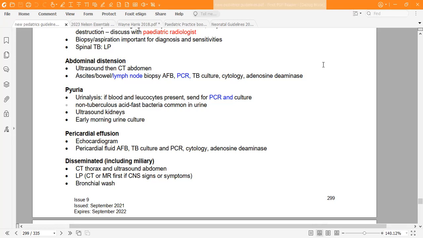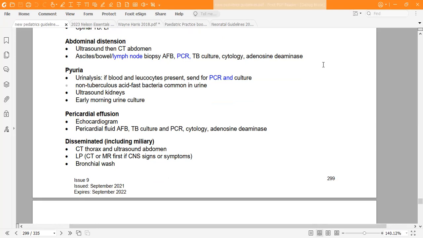Okay. Ultrasound kidneys. I will do ultrasound of kidneys as well. Early morning urine culture. So if we got urinary symptoms from that patient, I will do urine analysis. If there is any blood or leukocytes, I will send for PCR and culture. I will do ultrasound scan for the kidneys. I will ask for early morning urine culture.